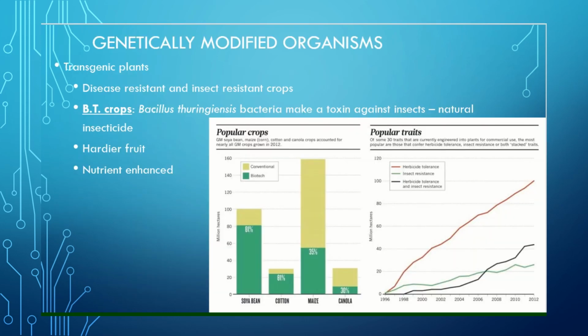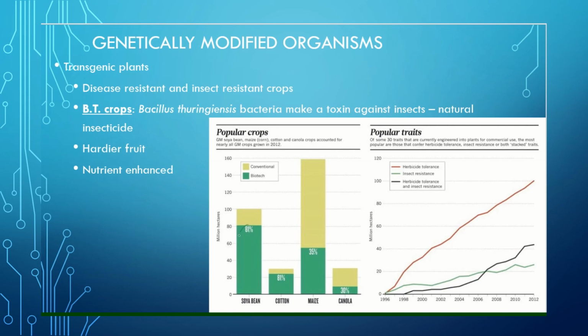Transgenic plants can be disease resistant and insect resistant crops. So BT crops, they've got this bacteria that makes a toxin against insects. It's a natural insecticide. And they'll also modify things to have hardier fruit, have trees that have hardier fruit, or enhance nutrients.